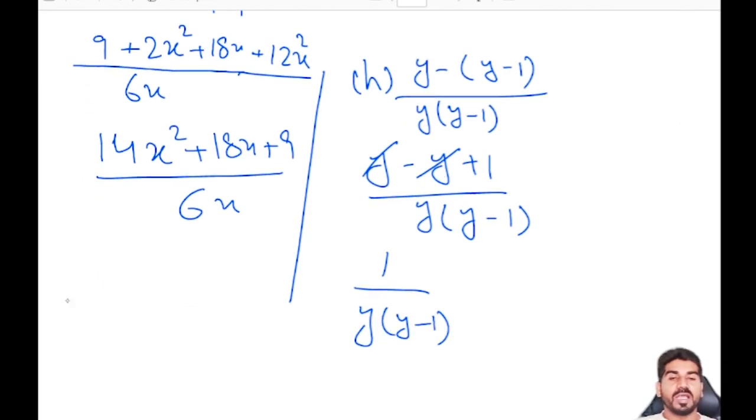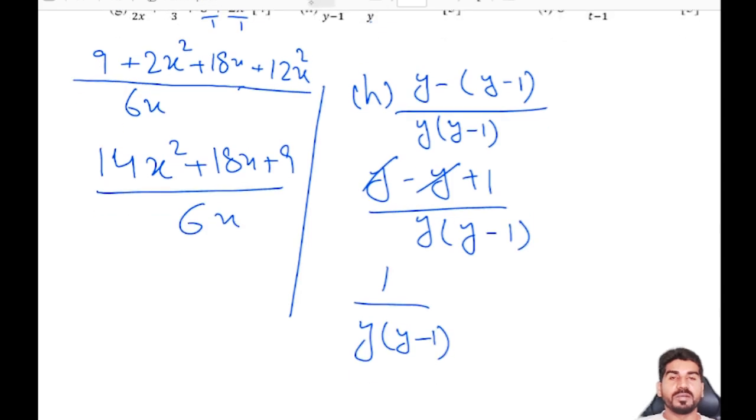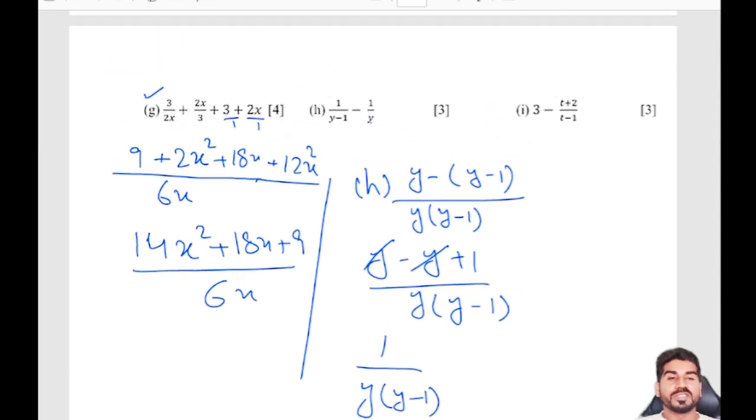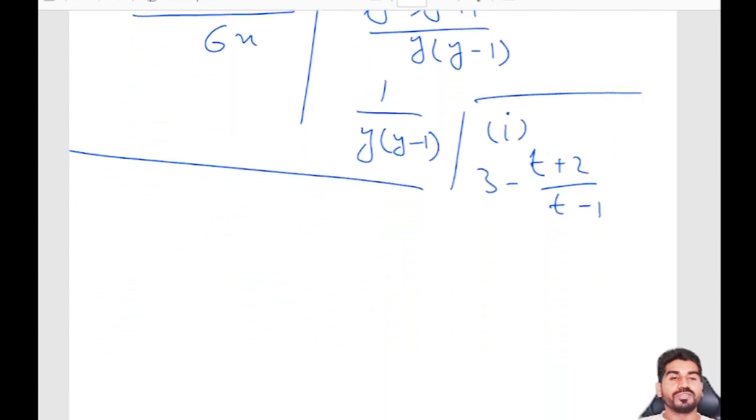Now part I, I'm going to solve this part here because the space is not enough here. So there is part I. Part I is 3 over t minus 1 minus t plus 2 over t minus 1. This is part I. A 3 marks question is given here.